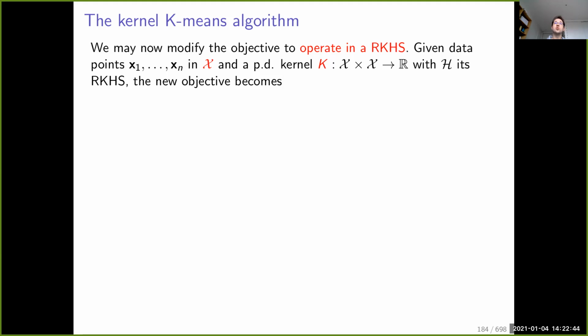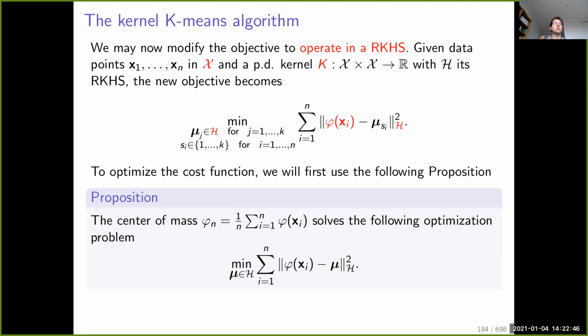And what is the new objective? Well, the objective is the same as before, but we make tiny modifications. The first modification is that we send the data to the RKHS through the kernel mapping phi. The second important modification is that now the centroid is a point in the RKHS, and the norm, of course, becomes the RKHS norm.